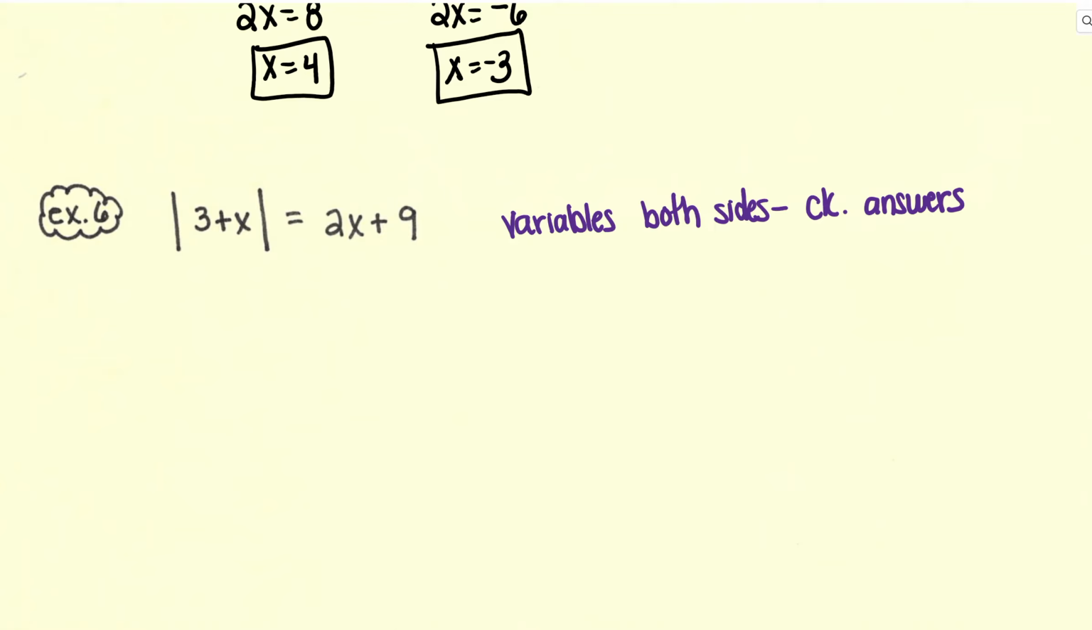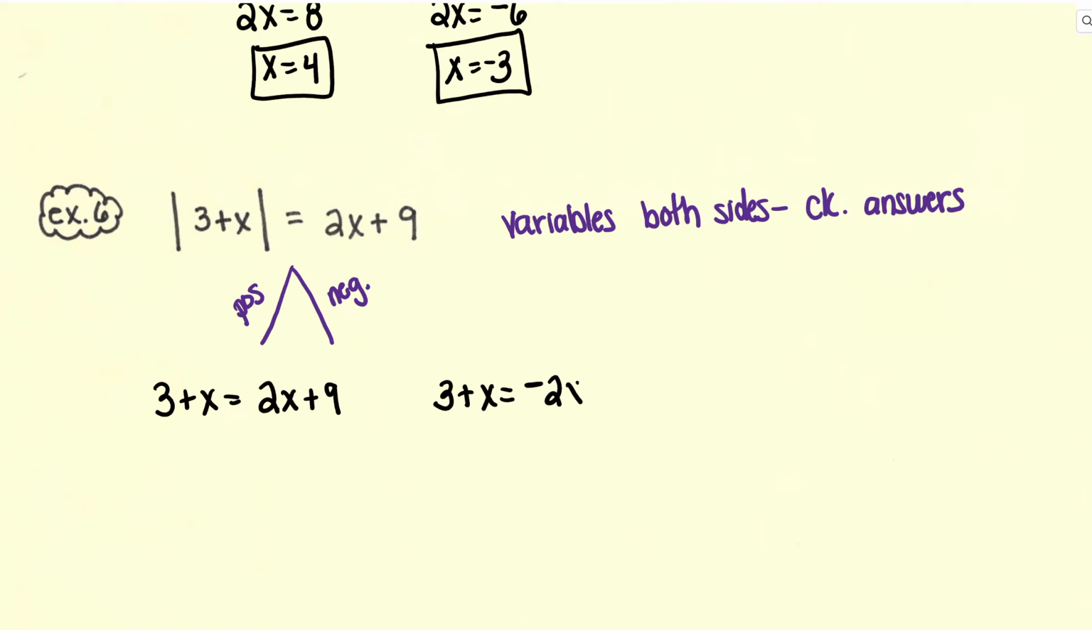But if this is isolated, we're still going to break it into the positive and break it into the negative. So 3 plus x is equal to 2x plus 9. That's the positive. Just keep it like it is. Then over here, 3 plus x equals negative 2x minus 9.